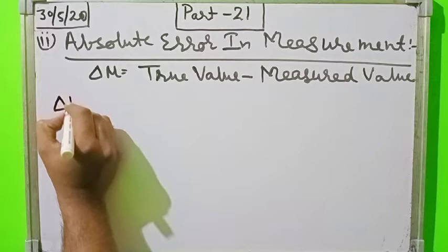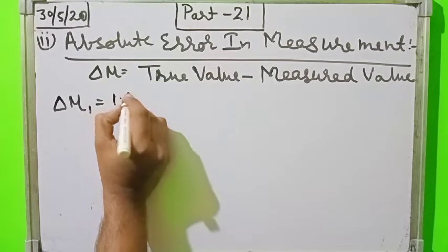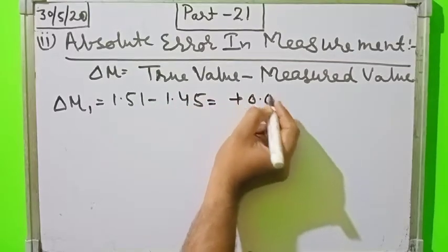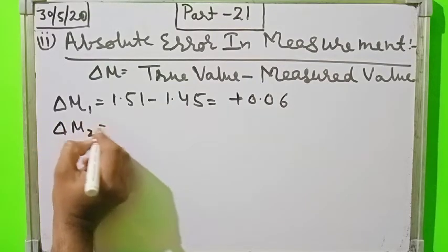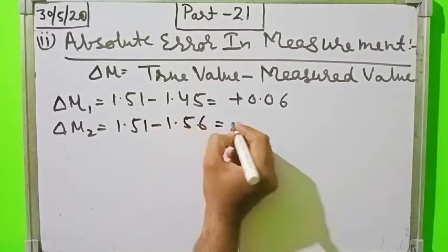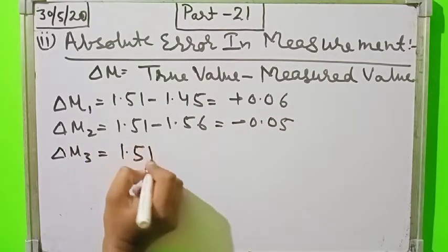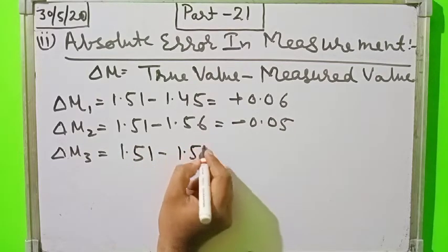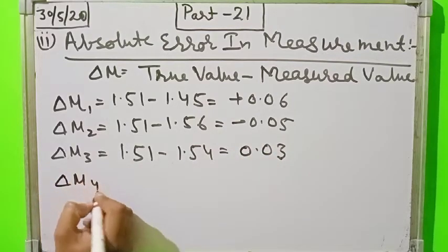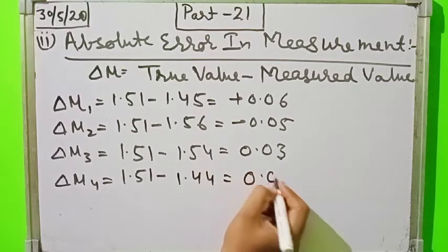So del mu1 is equal to 1.51 minus 1.45, and we will get the error 0.06. Del mu2 is equal to 1.51 minus 1.56, and it is equal to minus 0.05. Del mu3 is equal to 1.51 minus 1.54, that is equal to 0.03. Del mu4 is equal to 1.51 minus 1.44, and it is equal to 0.07.